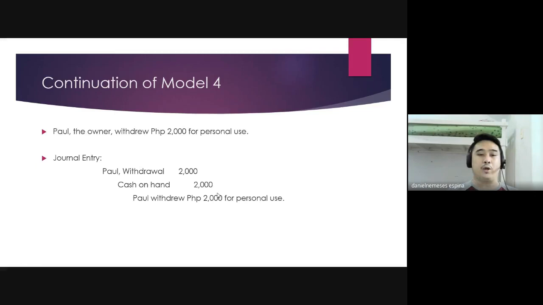So for example, nagkuha ka og bugas worth 5,000 para sa consumption ninyo sa family. Okay? So ang i-debit nimo is, for example, ikaw si Paul, so Paul withdrawal 5,000, ang i-credit nimo is merchandise inventory. Nakuha nimong inventory. Okay? So credit ka merchandise inventory also worth 5,000.